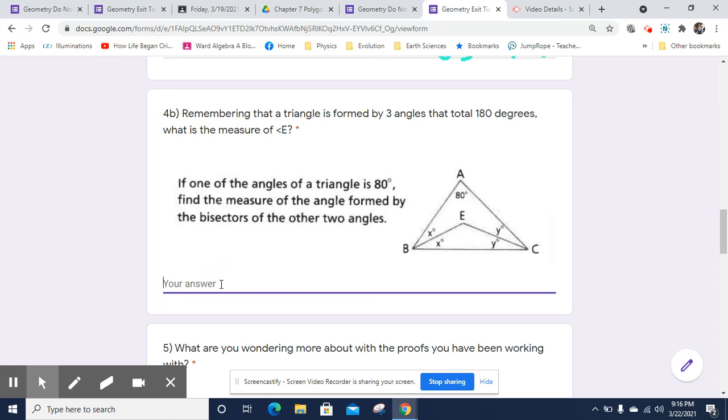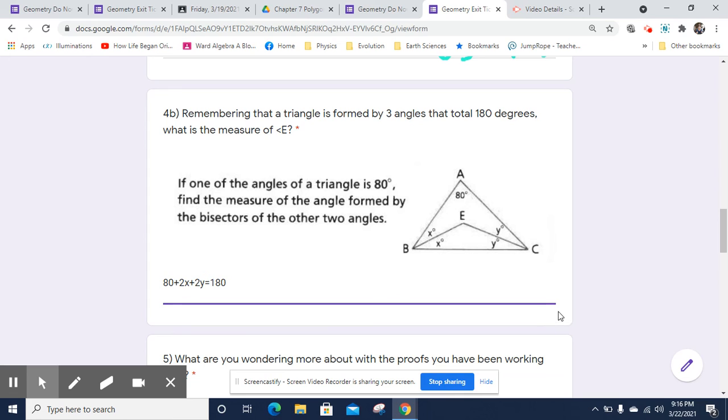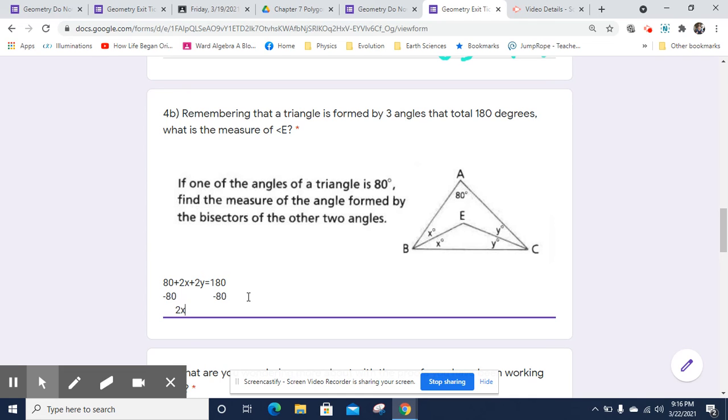Okay, so let's establish that. 80 plus 2x plus 2y has to be 180. So let's subtract 80 from both sides. Because what we really need to do is start getting at what x plus y is, because if we know what x plus y is, what'll be left is whatever it takes to get to 180. So now we know that 2x plus 2y is going to equal 100.